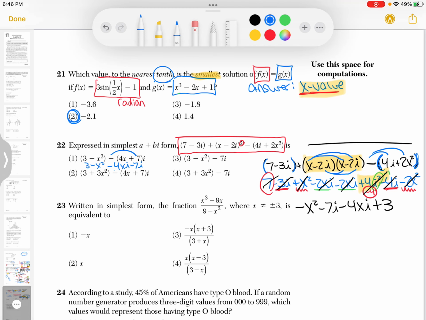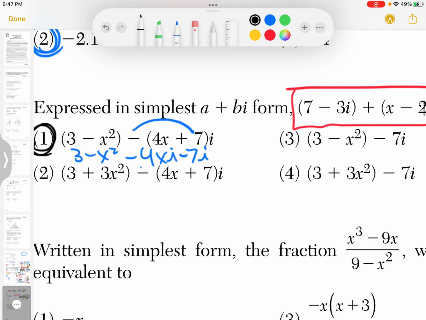So I check to see if that is the right answer by seeing if everything matches up. When I look through this, whoa, I have the 3, that's right here. I have a negative x squared, that's right here. A minus 7i is here, and a negative 4xi is here. So this looks like it's my answer. Of course, I should check all of them to make sure, but this one has everything I need, so I'm going to circle it for now.